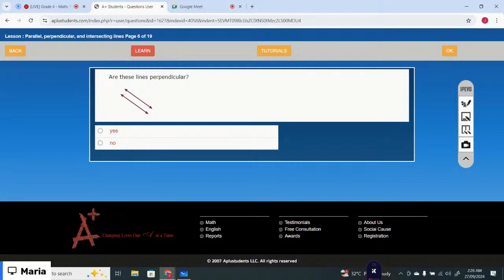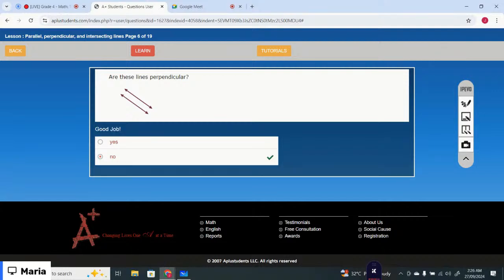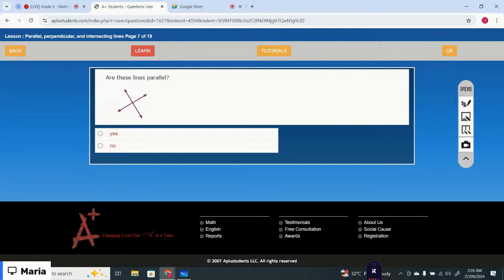Are these lines perpendicular? The correct option is no, they are not perpendicular lines. So they are parallel lines, not perpendicular, right? Are these lines parallel?